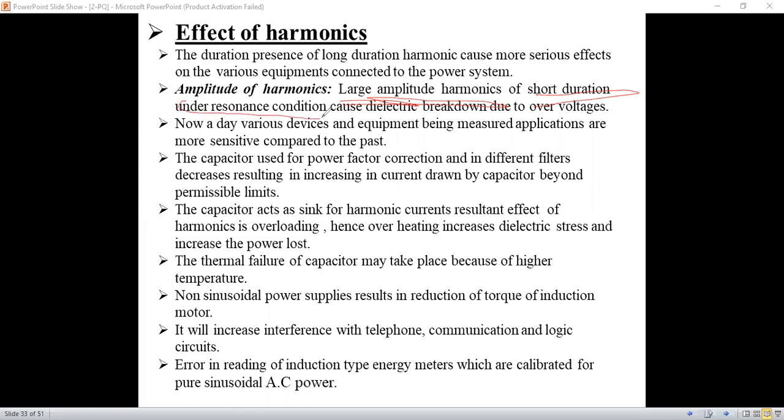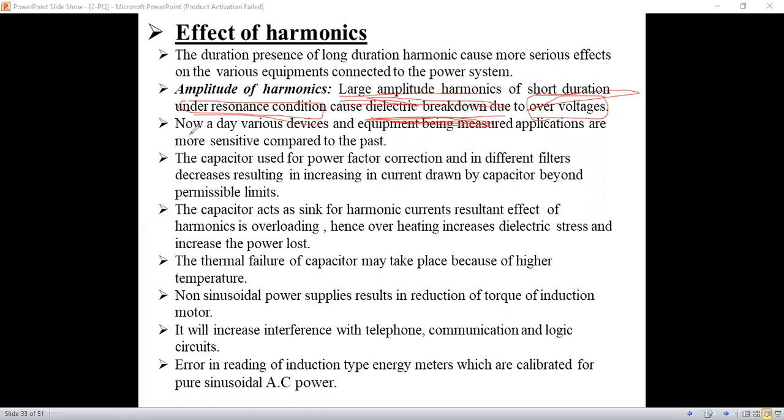You have to remember this point: under resonance condition, large amplitude and short duration harmonics can cause dielectric breakdown. It is going to create an overvoltage problem here. Because of this overvoltage problem, it will cause the dielectric breakdown.